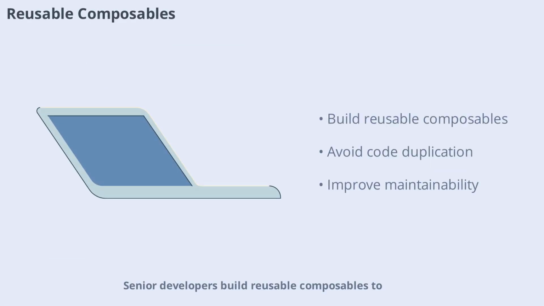Senior developers build reusable composables to avoid code duplication and improve maintainability. By creating small, focused components, you can assemble complex UIs more efficiently and keep your codebase clean.